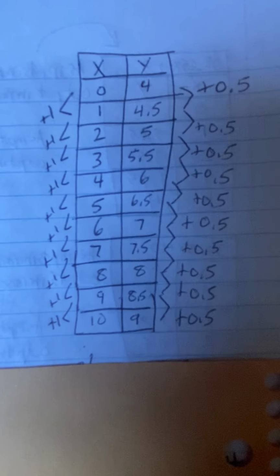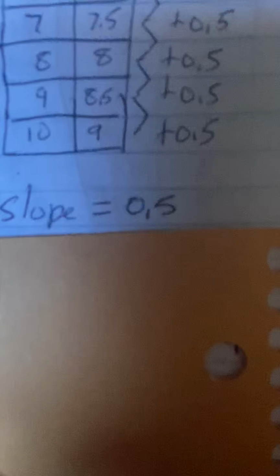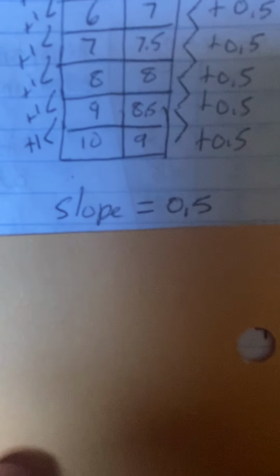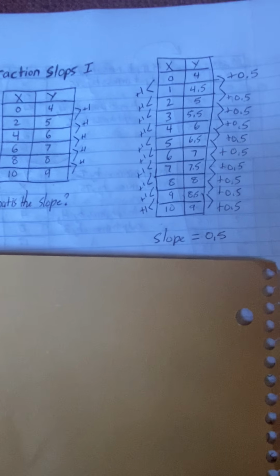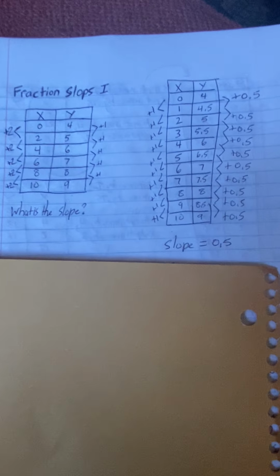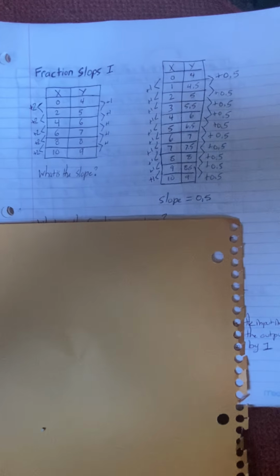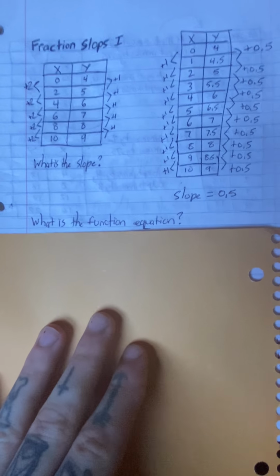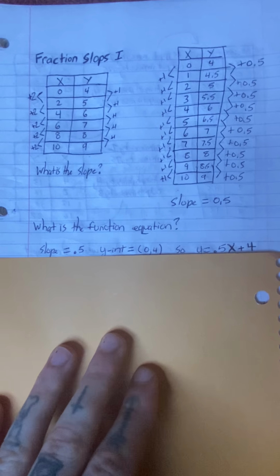So what does that make the slope? The slope is 0.5. Okay? The slope is 0.5. So far, we've done nothing new. We've seen decimal slopes. We've seen decimal slopes graphed. But what do we know about decimal slopes?